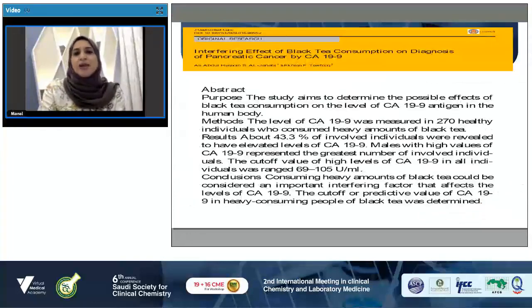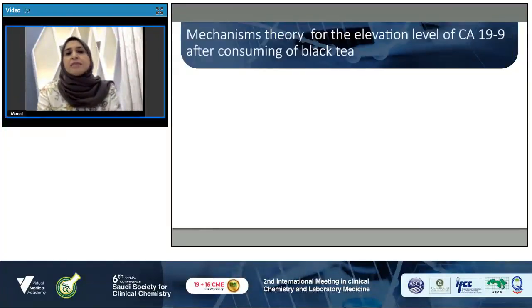So I was thinking, is that the only case, or is it something by accident? I dug into the history, and there is a paper coming from our region about the interference effect of high black tea consumption on CA19-9. In this study, they included around 270 people who consume a very high amount of black tea, and they noticed their CA19-9 increased. Some of them reached 100 and above. They came up with a mechanism or hypothesis.